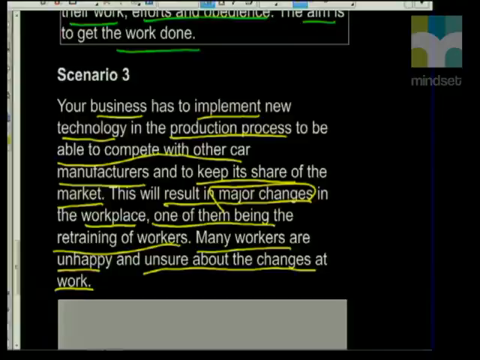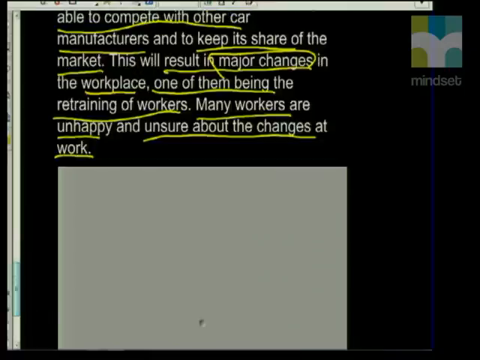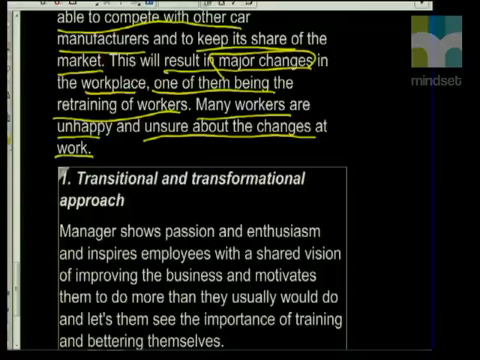The company wants to expand, but this will result in major changes. Now, people often don't like change, so it's important as a leader that you have this change period as comfortable as possible for your workers to keep them productive. So let's have a look at the suggested management or leadership styles.